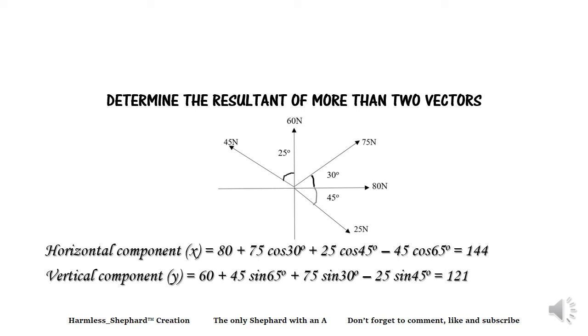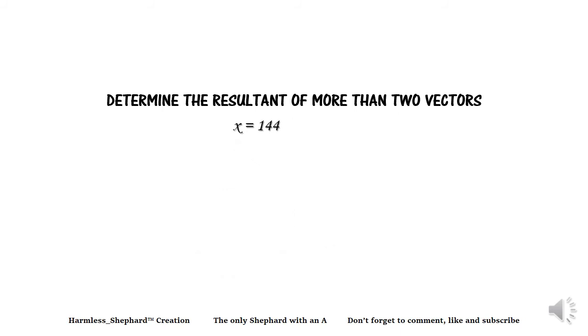If you do the maths, you get y to be 121. So our x now is 144 and our y is 121. This time now we'll do the resolving to find the resultant.